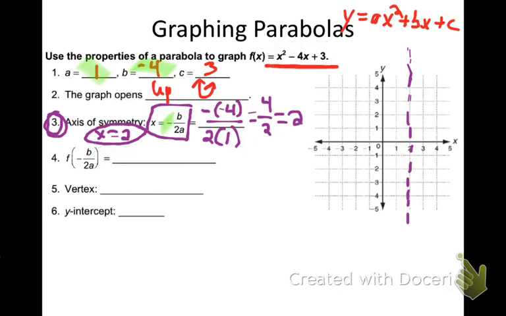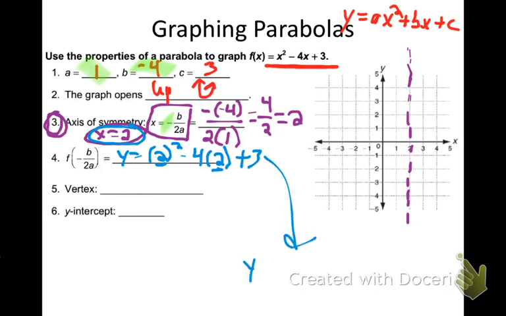So I'm going to have now y equals 2 squared minus 4 times 2 plus 3. And again, those 2's come from my axis of symmetry. From there, I just need to simplify. 2 squared is 4. 4 times 2 is 8, plus 3. So I have 4 minus 8 plus 3 gives me what, Lane?